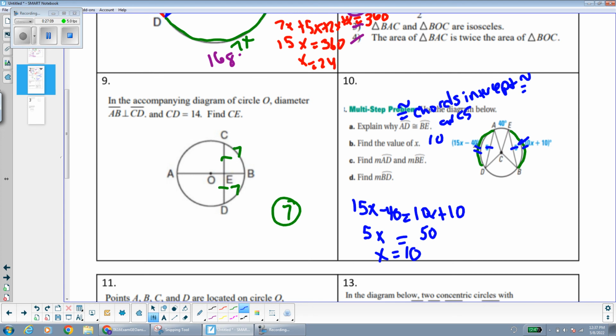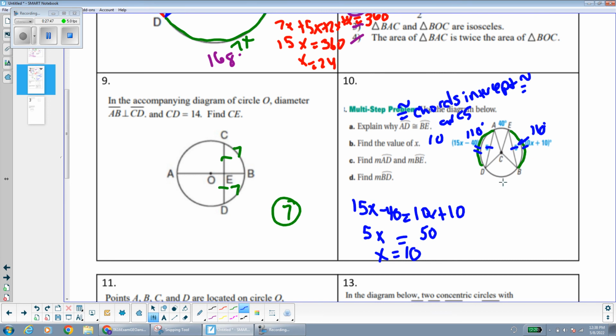Now it's asking us to actually find arc AD and arc BE, so let's plug in. Let me get my calculator. 15 times 10 minus 40, that's 110 degrees for arc AD. And for arc EB, that's 10 times 10 plus 10, and that's 110 degrees. It makes sense because we already said these arcs should end up being congruent. When we plugged in our x value, we found that they are both 110 degrees.